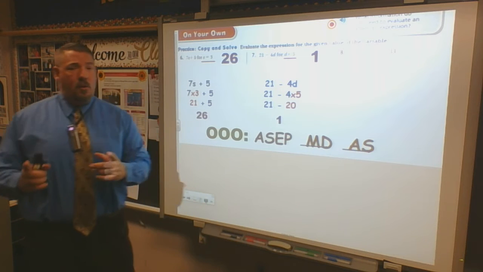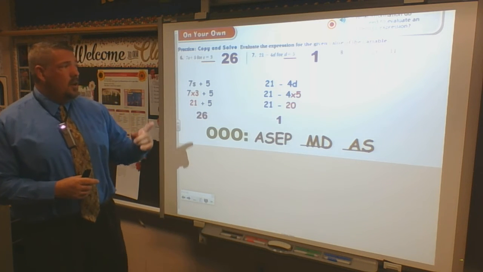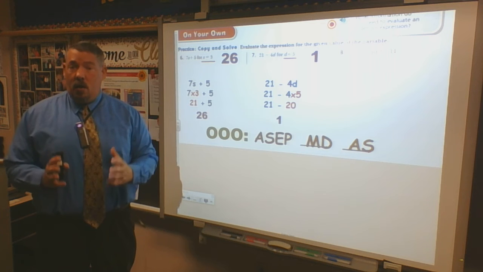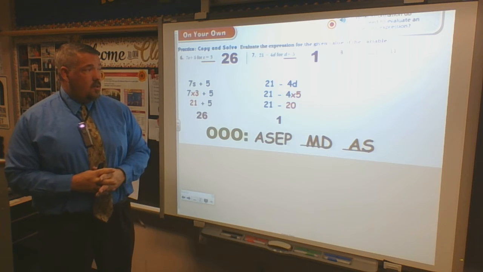All right, number 8. Here's where I said that exponent could be on the outside of the parentheses. T minus 6 squared, so that's all in parentheses, and I square it.